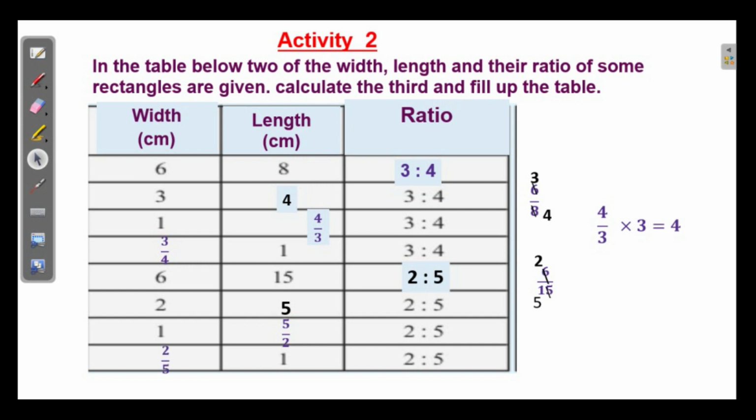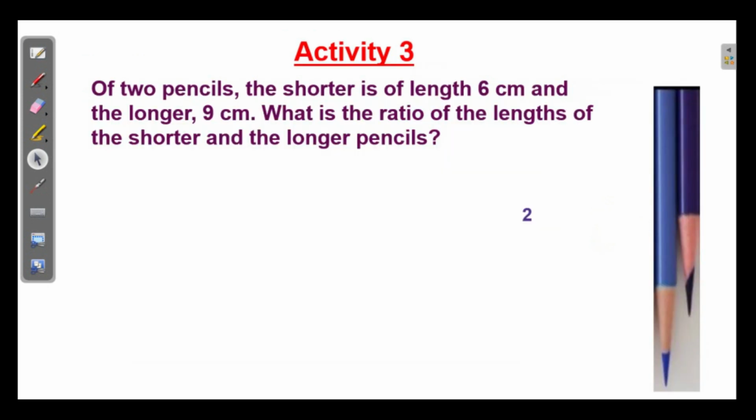The third activity is: of two pencils, the shorter is of length 6 cm and the longer 9 cm.